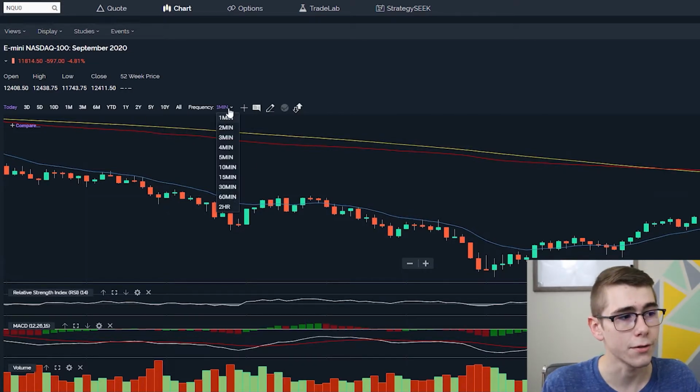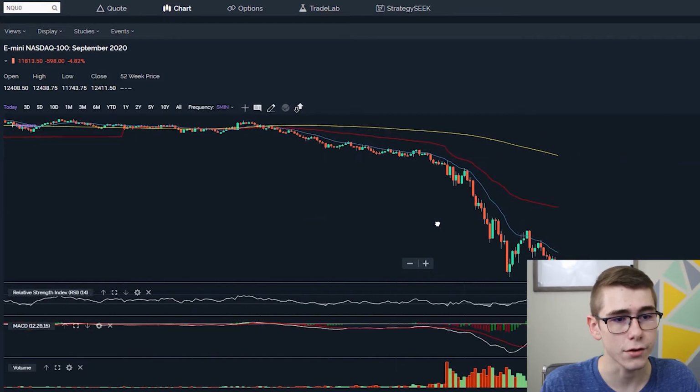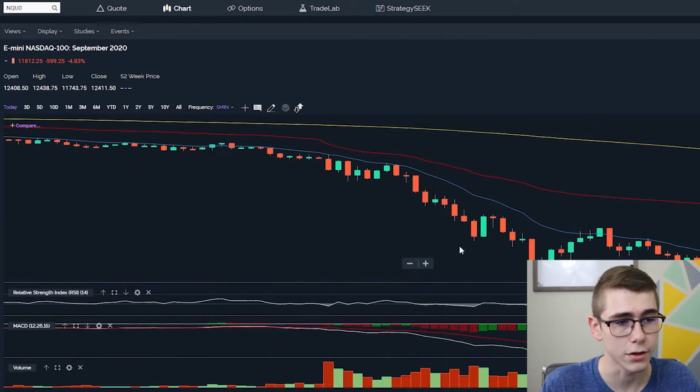Now looking over here on the 5 minute time frame, these candlesticks will each represent 5 minutes of each trading session. So right here, the price started up here, hit lows right here, went up a little bit, and closed right here during this 5 minute period.